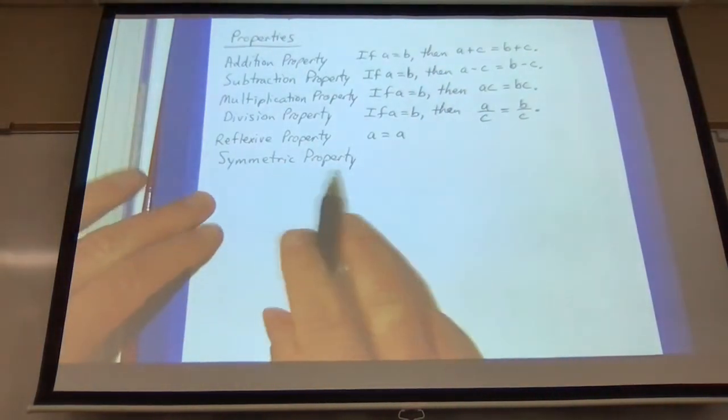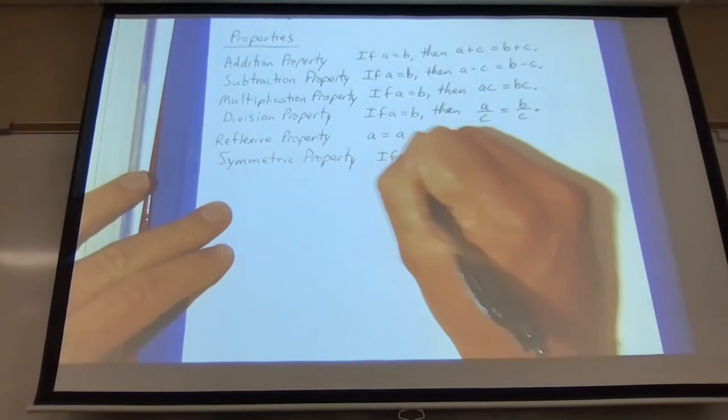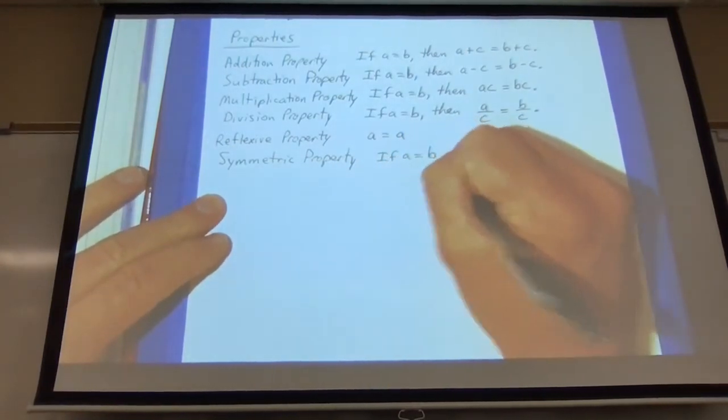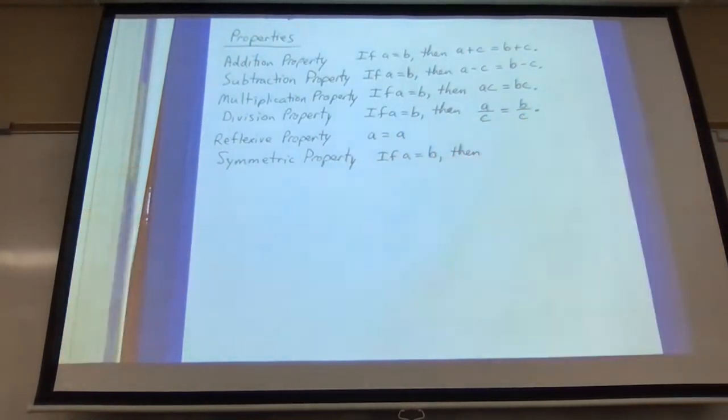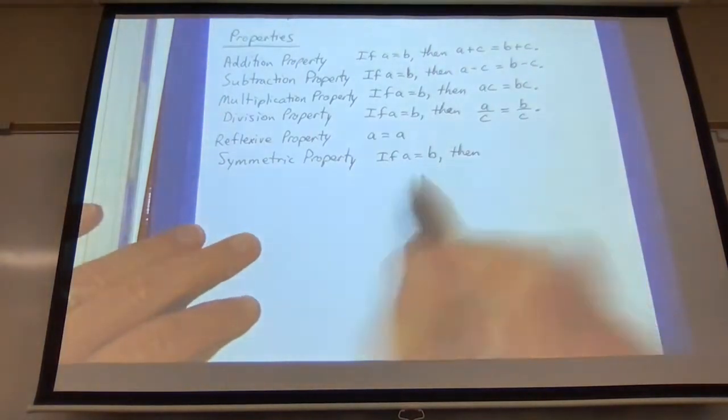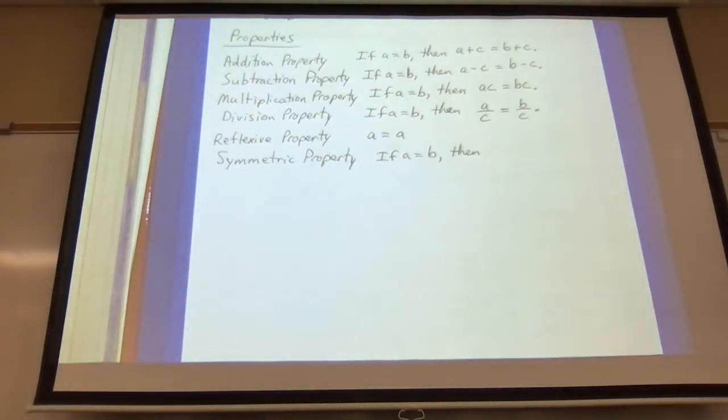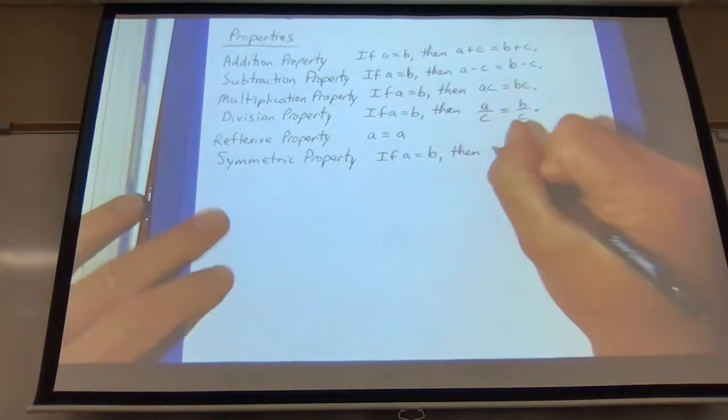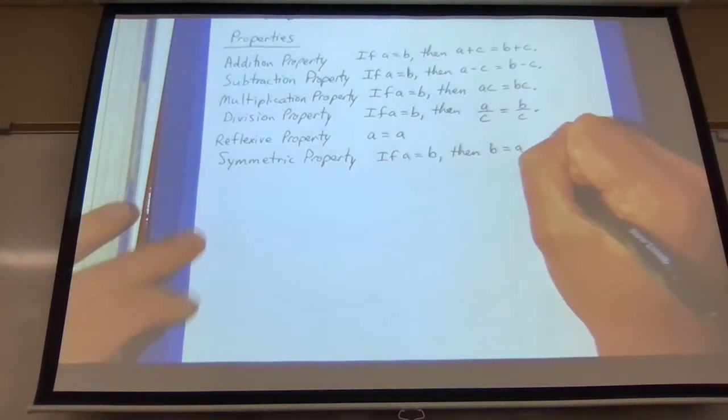All right, with the symmetric property, let's start off saying if A equals B. And this time we're going to show symmetry. Symmetry is kind of like a mirror image. If you look in the mirror, you're going to get your image back, except it's going to be backwards. So if A equals B, then B would equal A is the symmetric property.